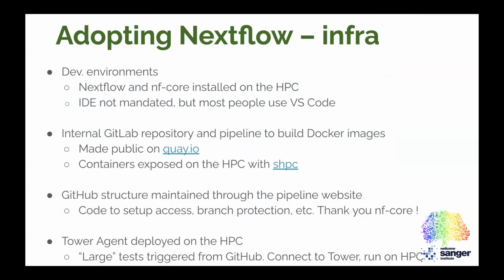And finally, we've got a Tower agent deployed on our cluster, the Sanger, which means that when we want to run large tests, when there's a request, we can trigger that from GitHub. It will connect to the public Nextflow Tower, come back to the farm using the agent, and then run on the HPC. And then we have a notification on Slack when the run completes.